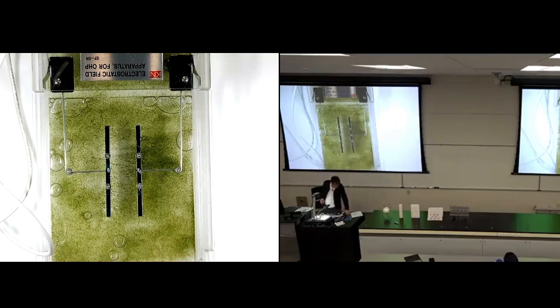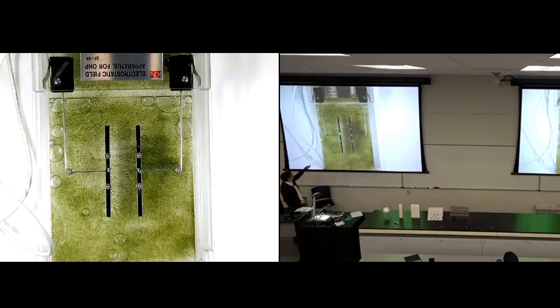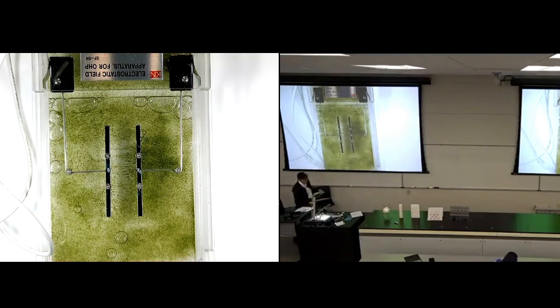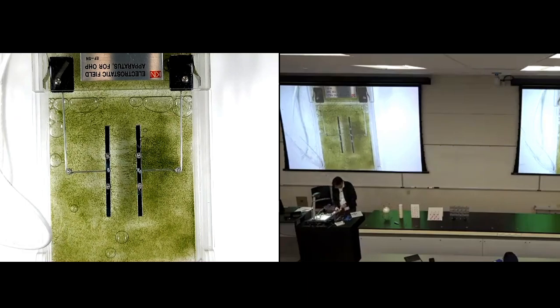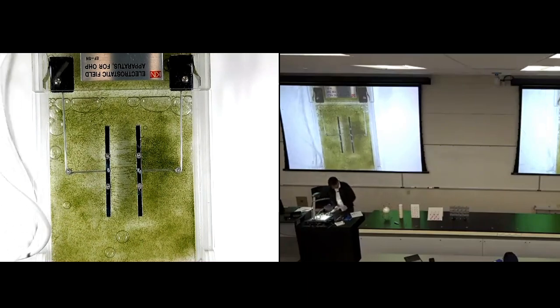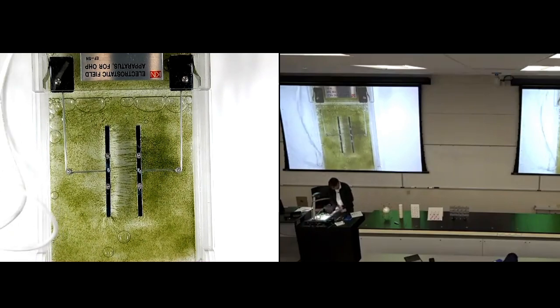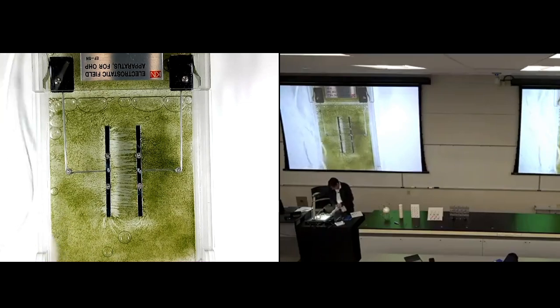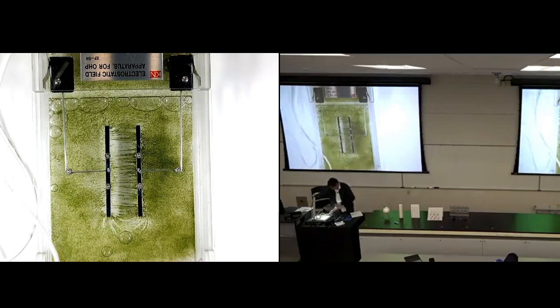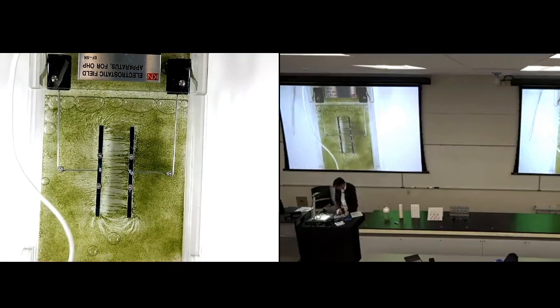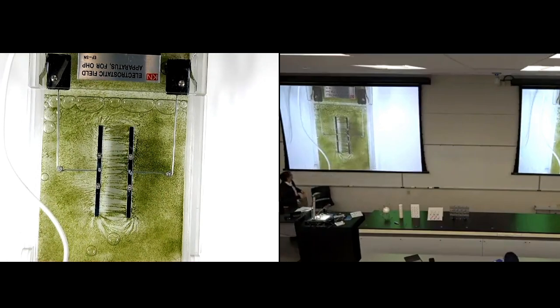This is a second arrangement where instead of two point charges, I'm going to have this charge plate on the left and this charge plate on the right. And so let's charge this up. And this one seems to work better. So these are field lines that are running from one plate to the other plate.